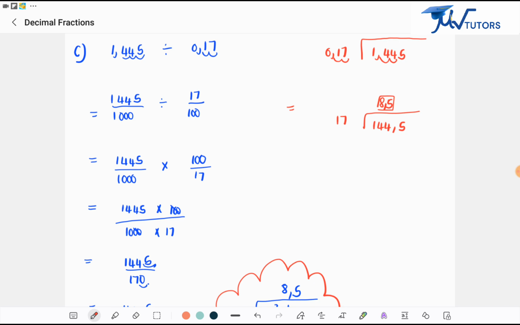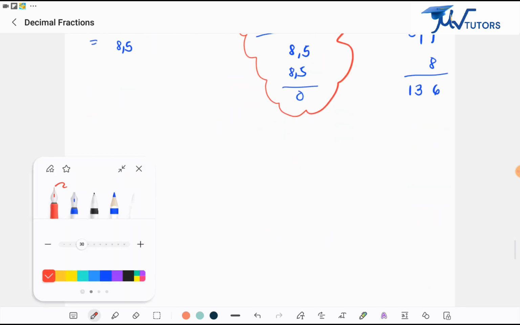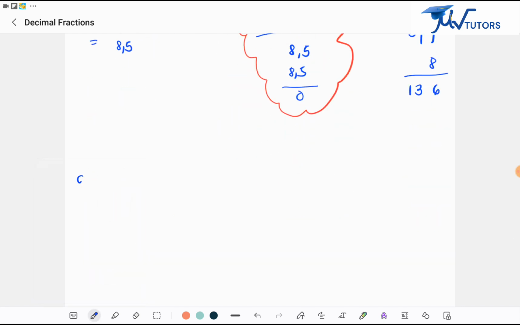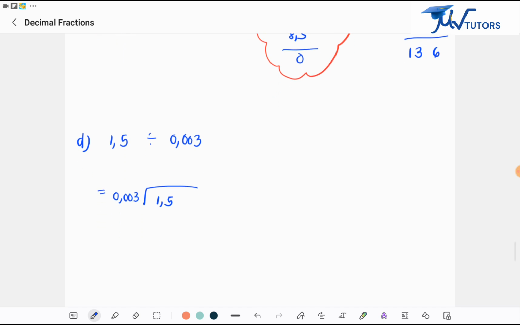Shall we do another example? Let's do another one, and then we call it a day. So let's say we have 1,5 divided by 0,003. Okay. Let's try the long division route from the get-go. So we have 1,5 divided by 0,003. I don't like that 0,003, so I'm going to move it 1, 2, 3. Okay, so then I have 3 there.